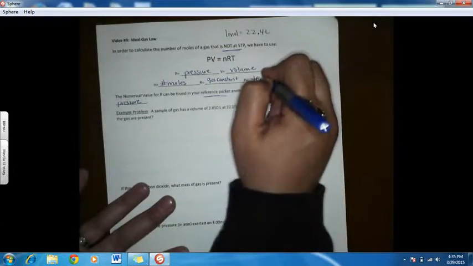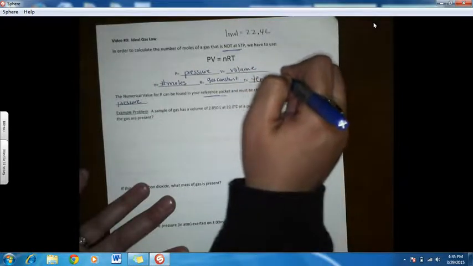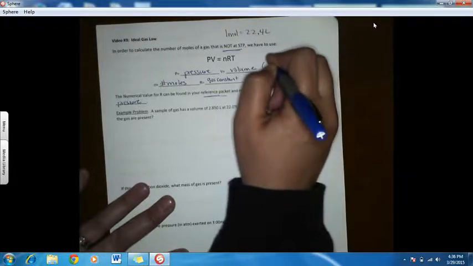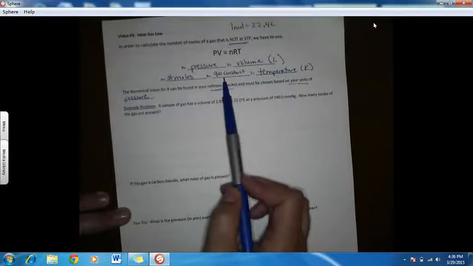And so T, of course, is temperature, which just like before, has to be in Kelvin. And in this equation, volume has to be in liters. So previously, volume didn't matter as long as both units were equal units on the same side. But in this equation, they have to be in liters, and that's because of the value of the gas constant.